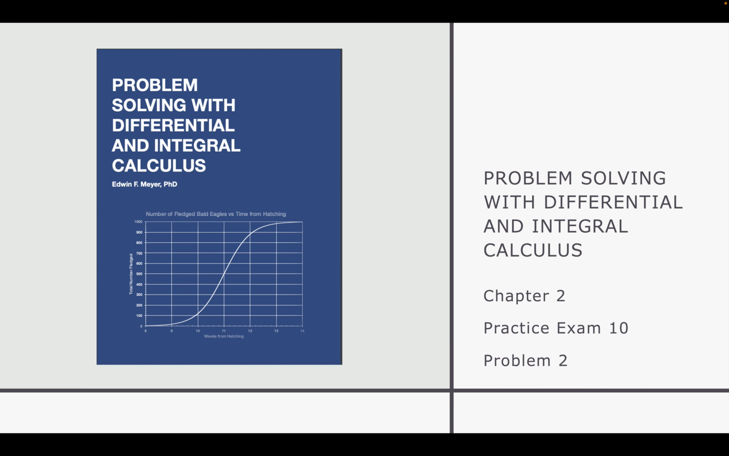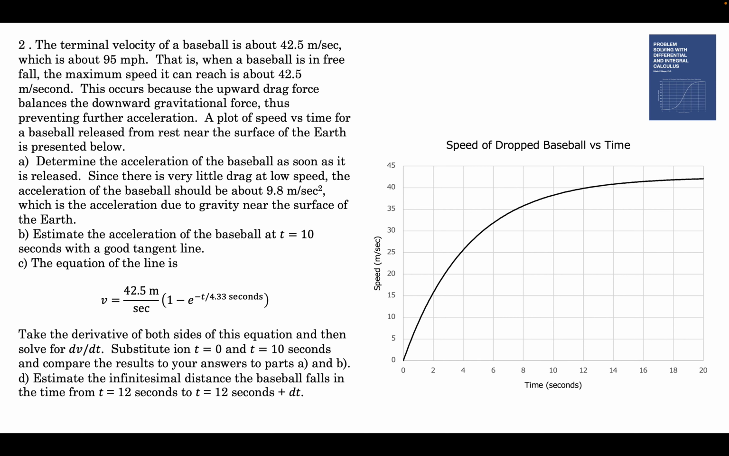Practice exam 10 of chapter 2 in the book Problem Solving with Differential and Integral Calculus. We drop a baseball from rest. The terminal velocity of a baseball in air is about 42.5 meters per second. So the ball's going to accelerate quickly initially, and then pretty soon the drag force is going to increase, and speed's going to level off at about 42.5 meters per second.